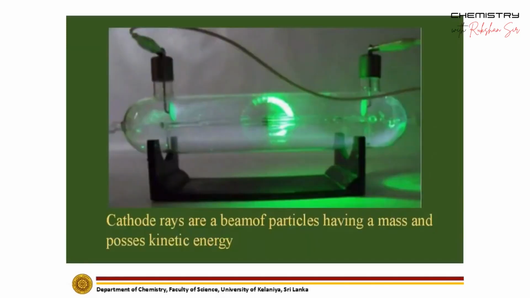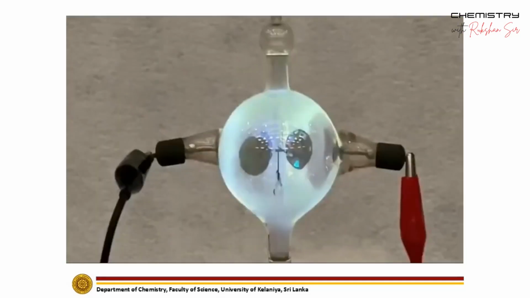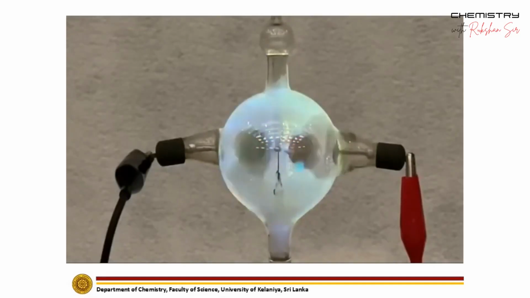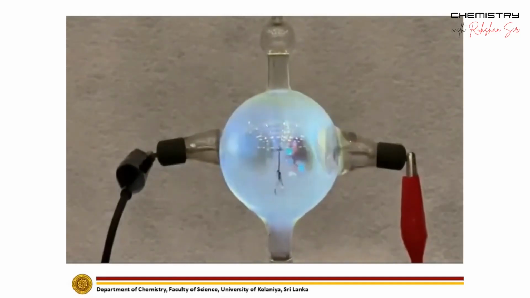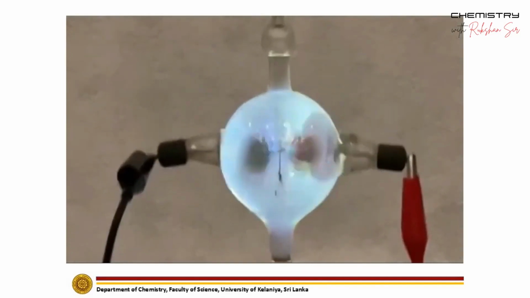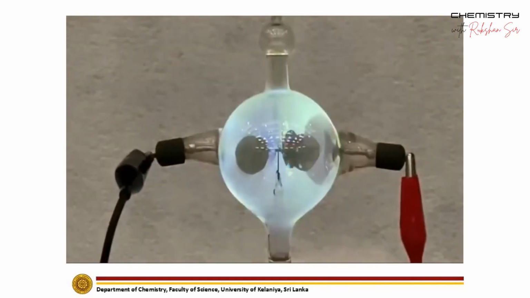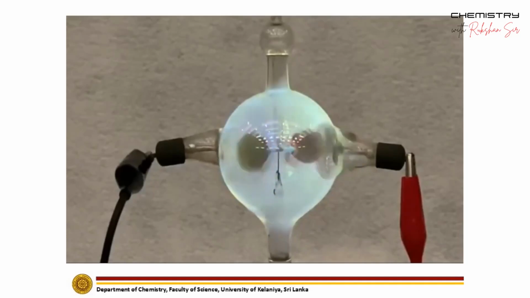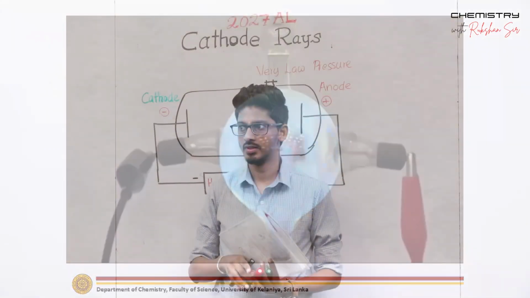Cathode rays are a beam of particles having mass and possessing kinetic energy. On placing a light paddle wheel in the path of cathode rays in a discharge tube, the blades of the paddle wheel rotate. This was considered evidence that electrons have momentum. However, there is doubt on this conclusion, as heating of the tube can also make the paddle move.